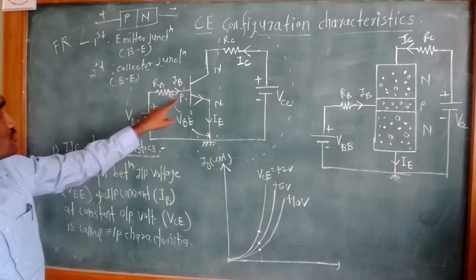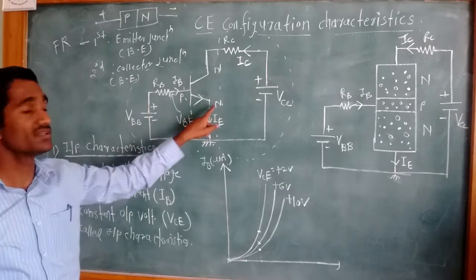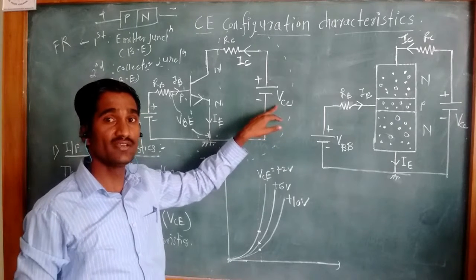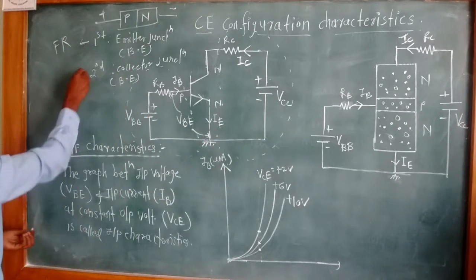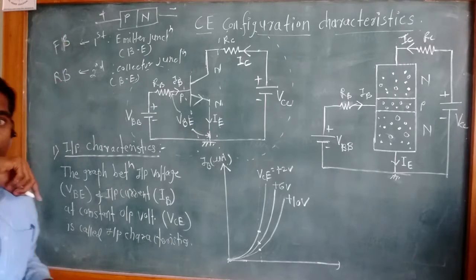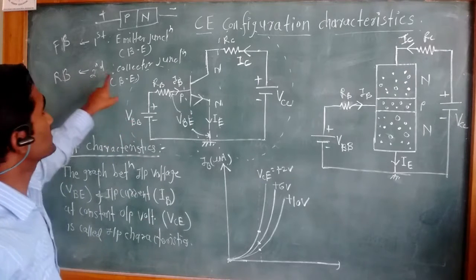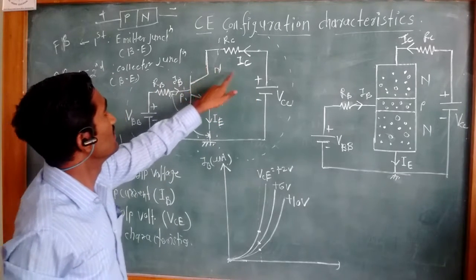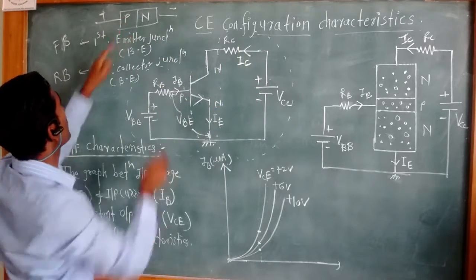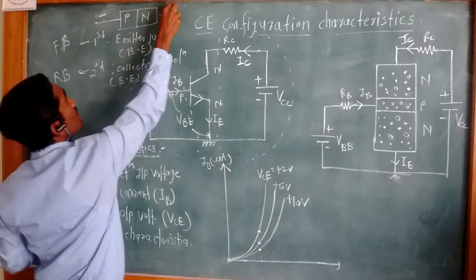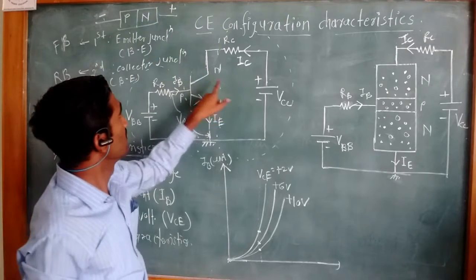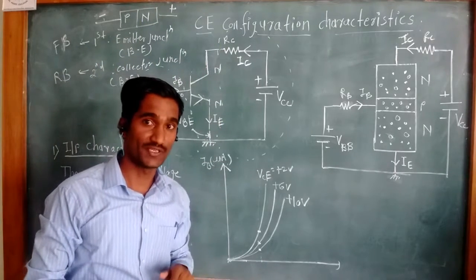So we apply the positive to the P and negative to the N. And the second voltage is applied in such a way that the second junction becomes reverse biased. So this is forward bias and this is reverse bias. To make the second junction reverse biased, we apply the positive terminal to the N. If you apply the negative here and the positive here, this becomes reverse bias. In the same way the second junction becomes reverse biased.